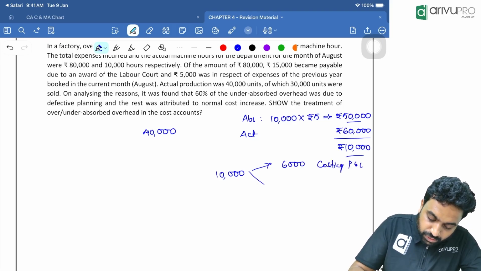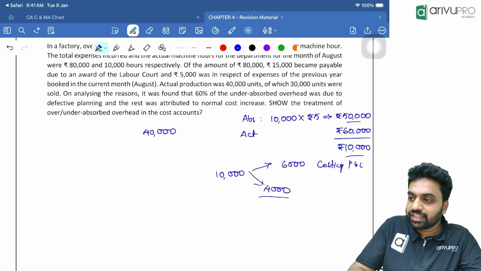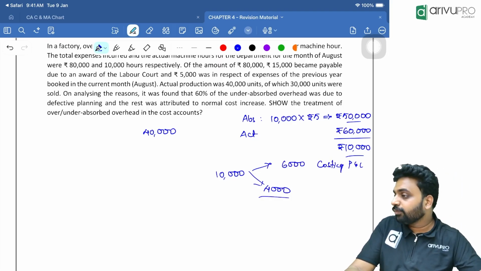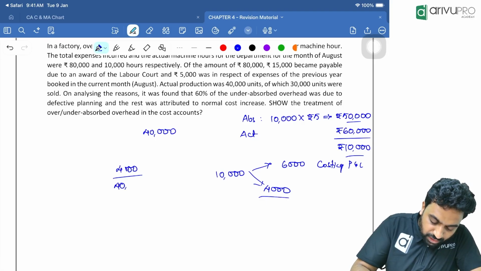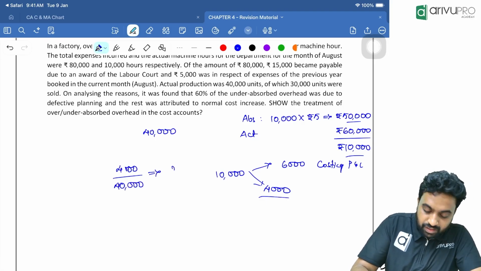And the remaining was due to normal increase. That is, this 4,000 we should calculate the supplementary rate. There is no closing WIP as such. So 4,000 divided by 40,000 units produced during the period, which is rupees 0.1 per unit.